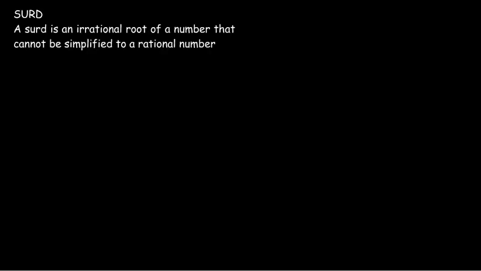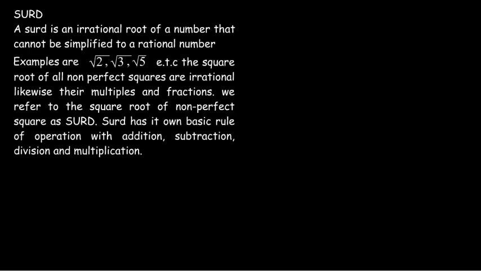Sword. A sword is an irrational root of a number that cannot be simplified to a rational number. Now this means when you have a square root and you cannot break it down further into any form of rational number, it is called a sword. Now examples are root 2, root 3, root 5, etc. The square root of all non-perfect squares are irrational.